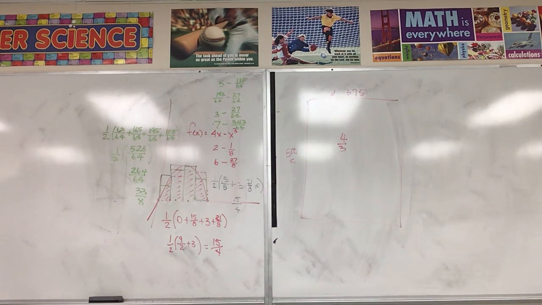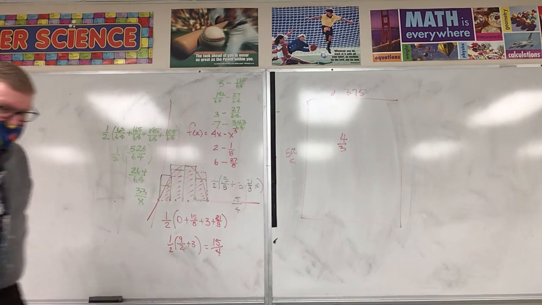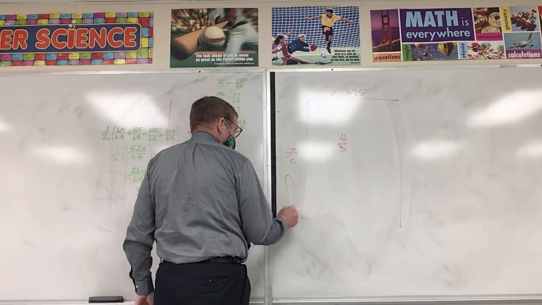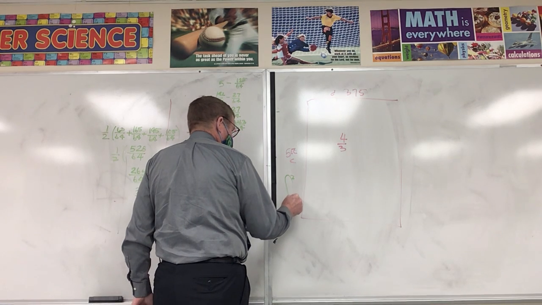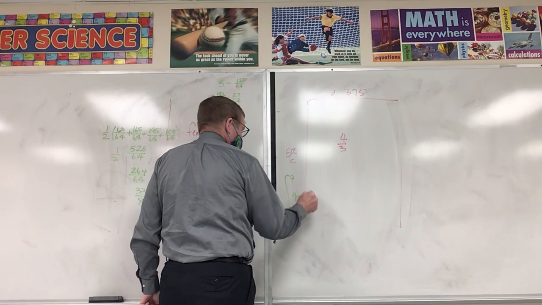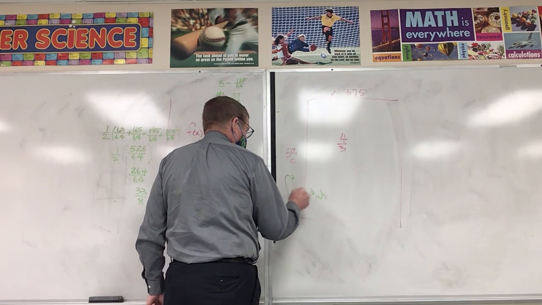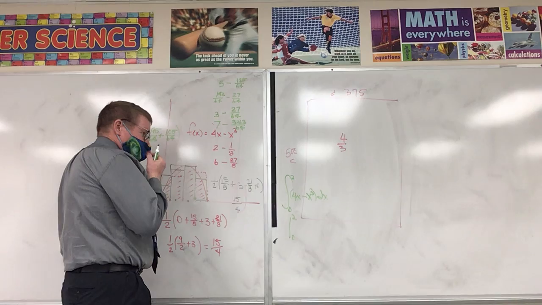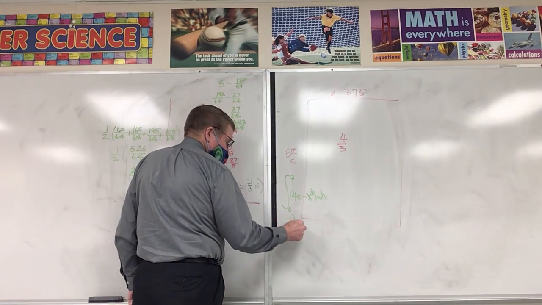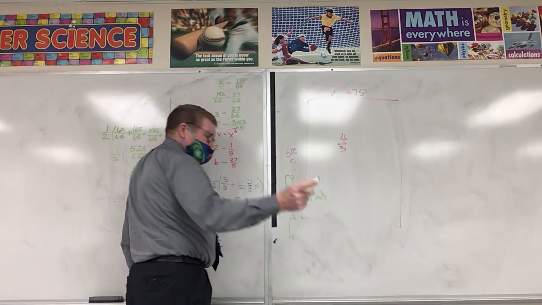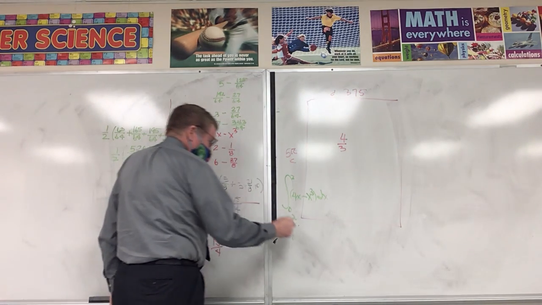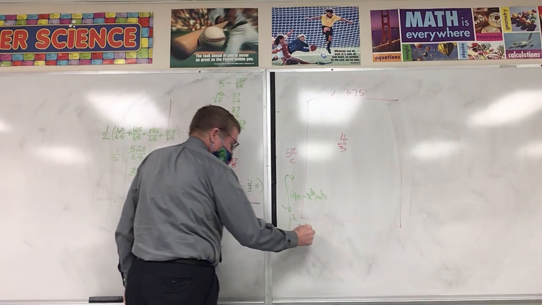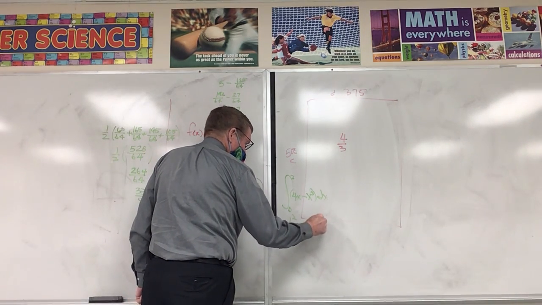Then number 6, they say find the exact area by using the fundamental theorem of calculus. So the exact area would be the integral from 0 to 2 of 4x minus x cubed dx. So we want to take the antiderivative. The antiderivative of 4x is 2x squared. And the antiderivative of x cubed is x to the 4th over 4.